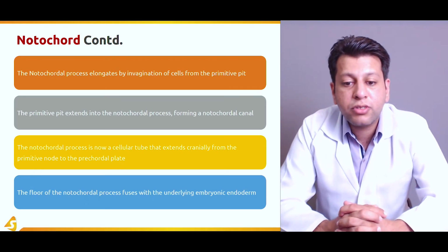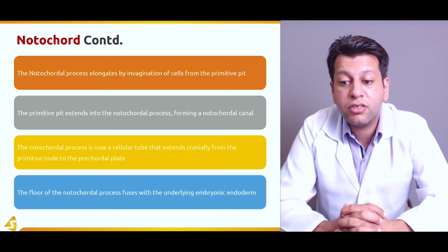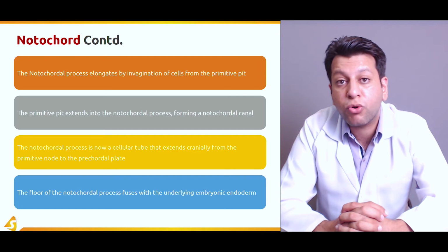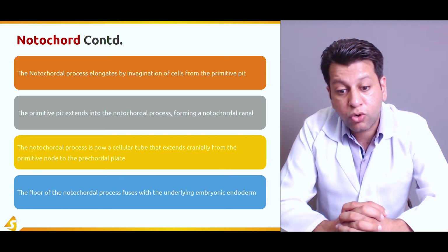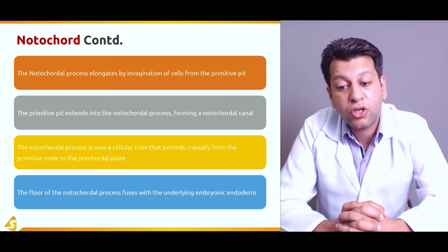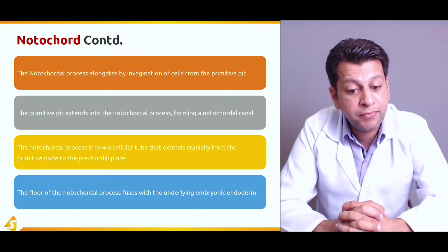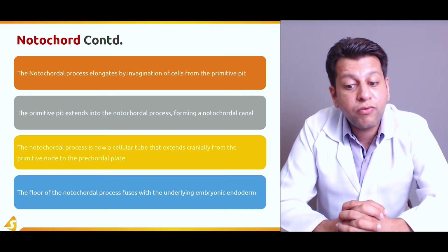The notochordal process elongates by invagination of cells from the primitive pit. The primitive pit extends into the notochordal process, forming a notochordal canal. The notochordal process is now a cellular tube that extends cranially from the primitive node to the precordal plate. The floor of the notochordal process fuses with the underlying embryonic endoderm.